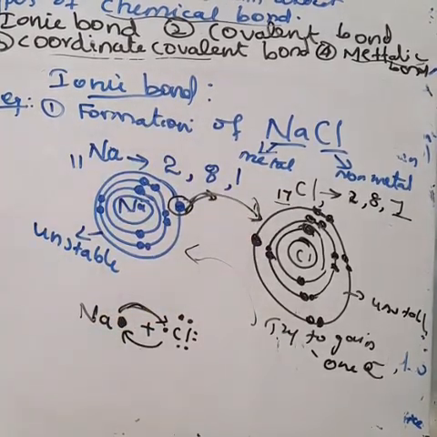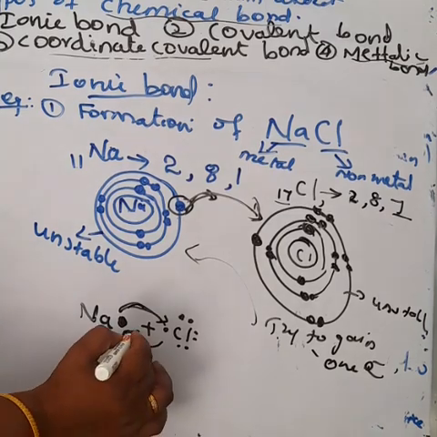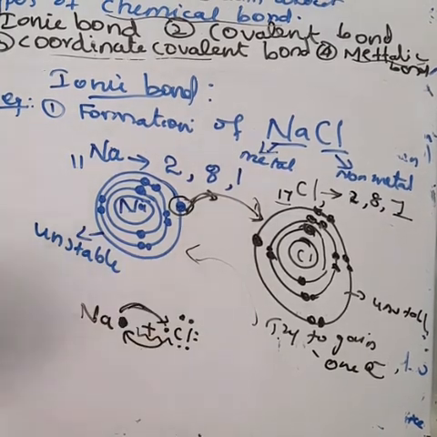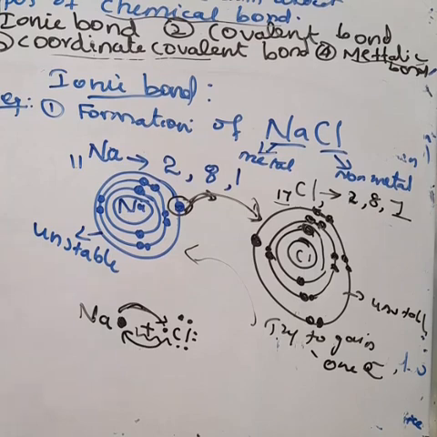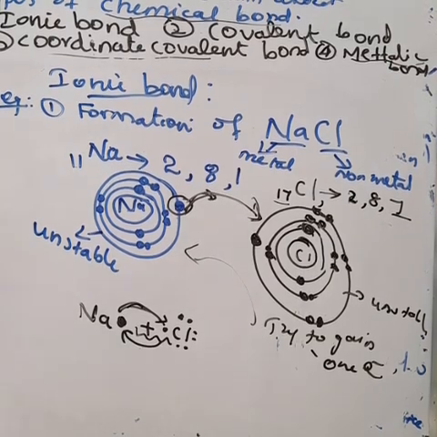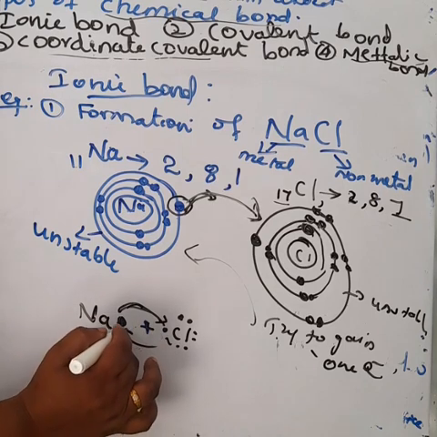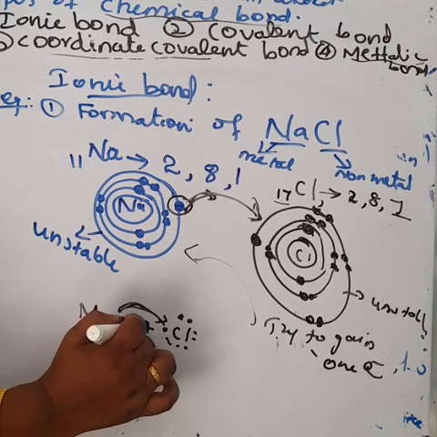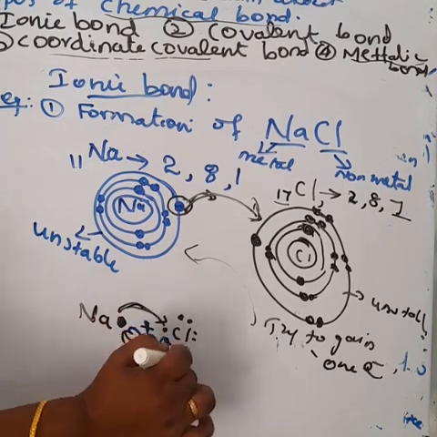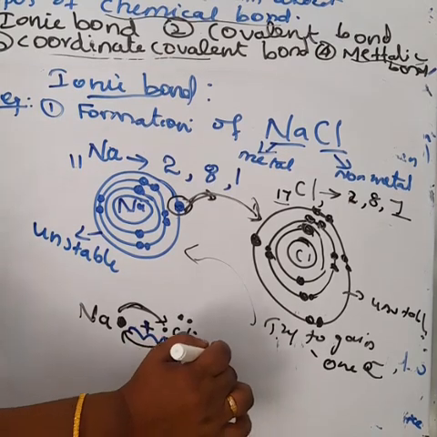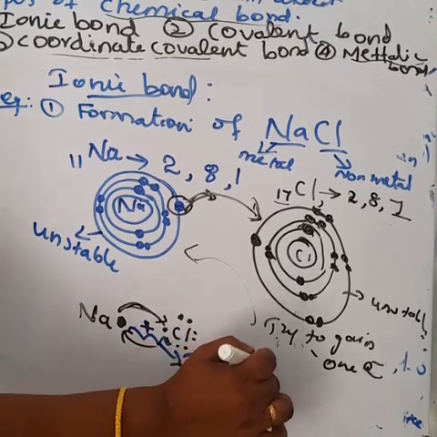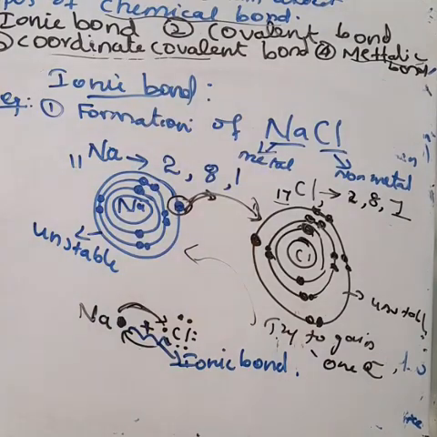When transferring, the force of attraction takes place here. The chlorine atom attracts. Chlorine is a very electronegative atom, so it always attracts the electron towards itself. So this electrostatic force of attraction takes place here. By this electrostatic force of attraction, a chemical bond is formed between them.